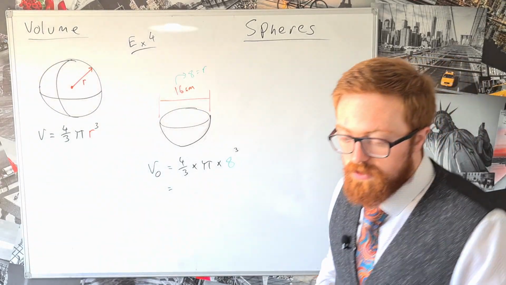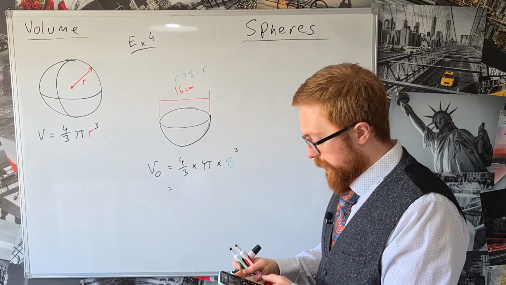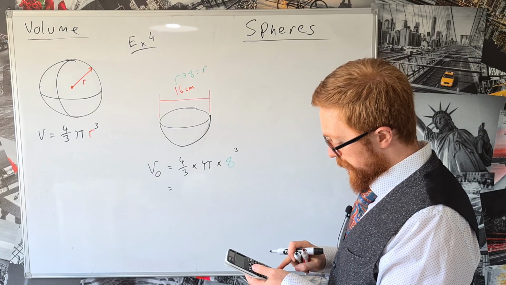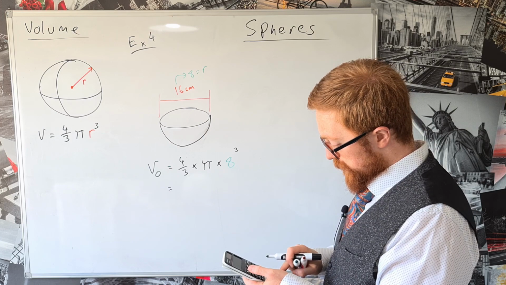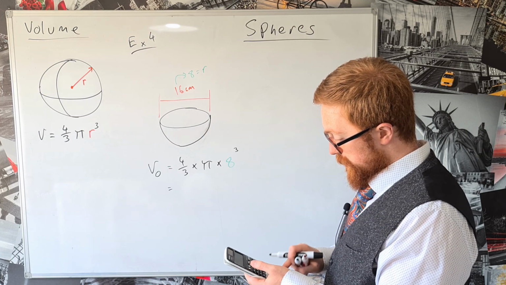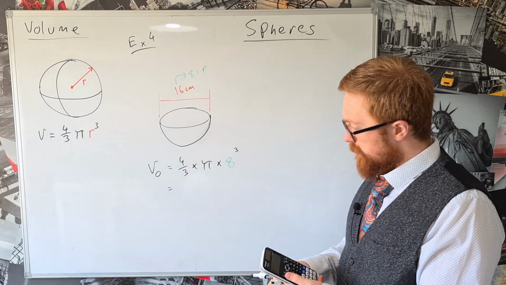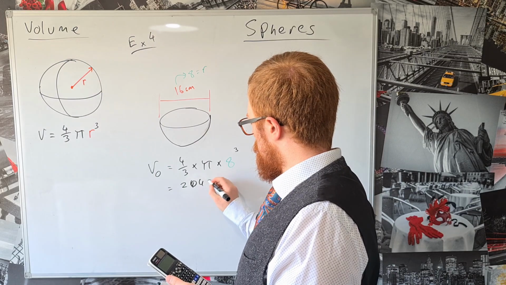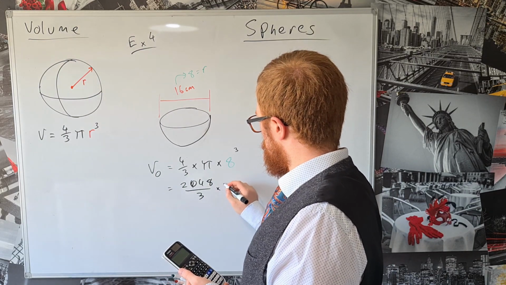So again, I'm going to type it into our calculators to make it a little bit quicker, but I am going to leave it in exact form where I can. 8 cubed times pi gives me 2048 pi, and then 2048 over 3 times pi.